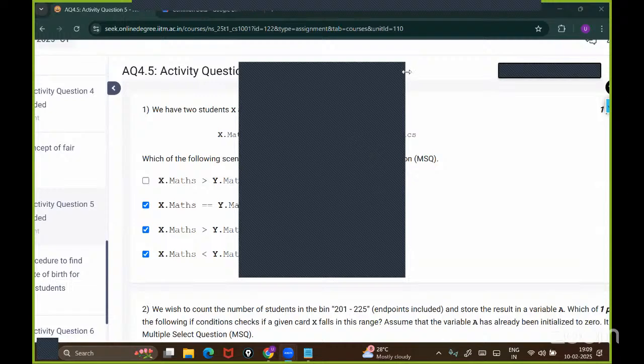For X maths, I am just taking the value of math and physics. For example, maths value is 60 and physics value is 60. Then here I'm putting the value of 60, 60, 60, which is equal. Okay. Then option number B is correct.